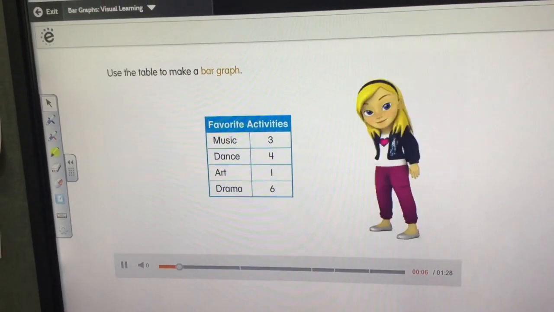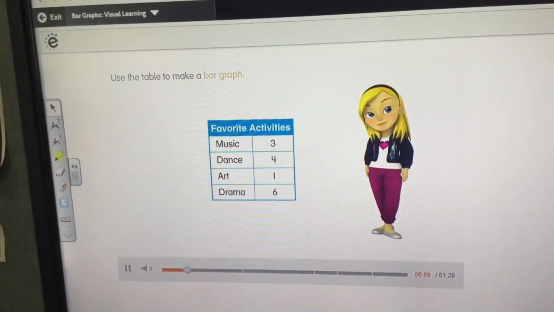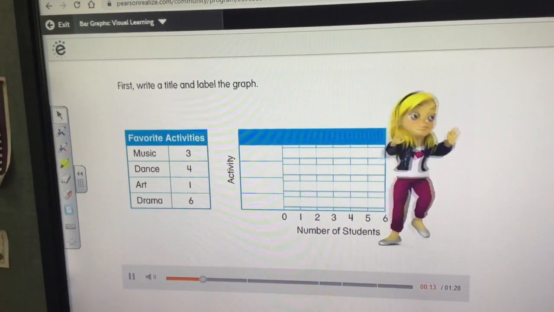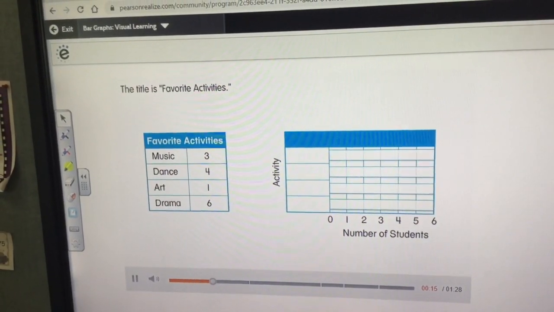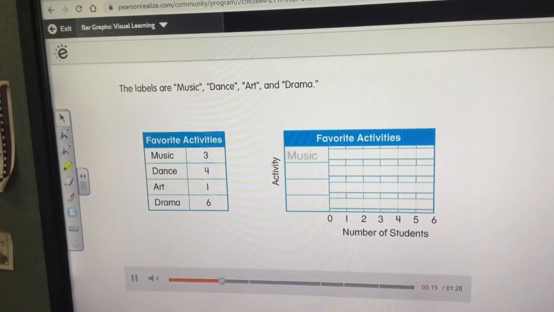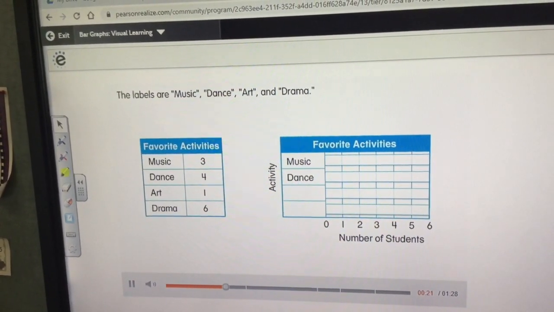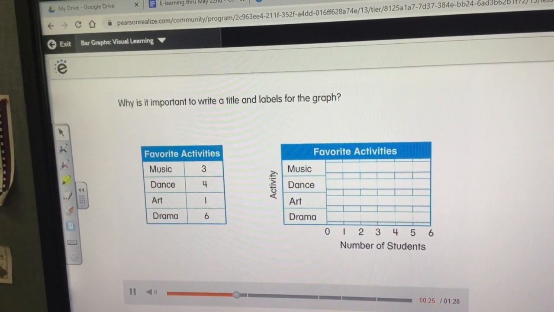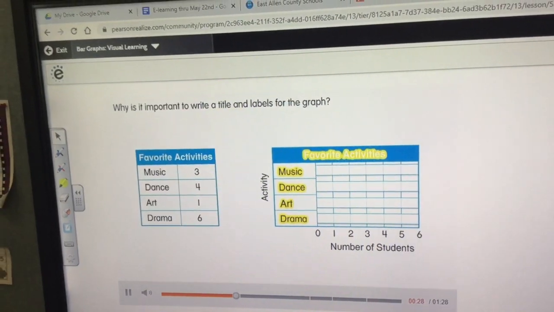Use the table to make a bar graph. First, write a title and label the graph. The title is Favorite Activities. The labels are music, dance, art, and drama. Why is it important to write a title and labels for the graph?